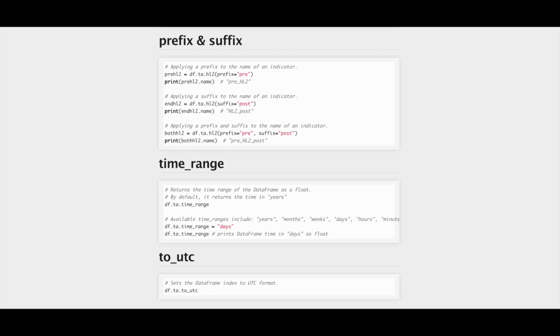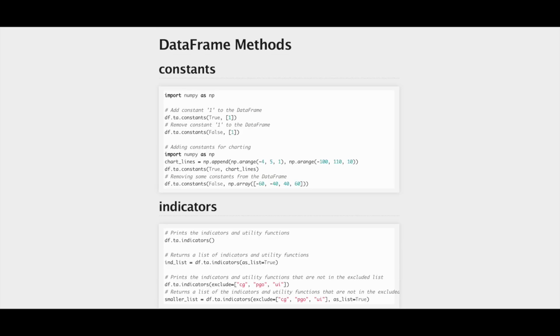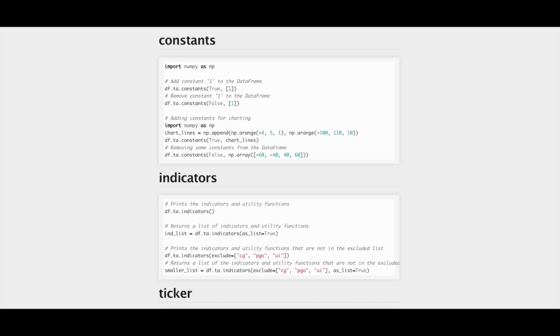Finally, df.ta.toUTC sets the data frame index to UTC format. Pandas.ta data frames also come with some methods. The constants method can be used to add or remove constants to the data frame. Constants can be quite useful for charting purposes. The indicators method can be used to print the indicators and the utility functions.